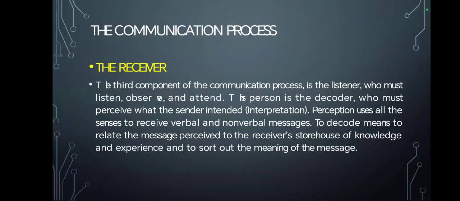Another component is the receiver. Now, the receiver is the third component of the communication process. They are also known to be the listener. The listener who must listen, observe, and attend. If the sender is known to be the encoder, this person is known to be the decoder. Okay? Who must perceive what the sender intended or interpretation. Perception uses all the senses to receive verbal and non-verbal messages.